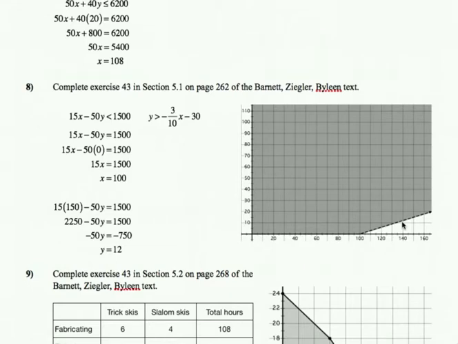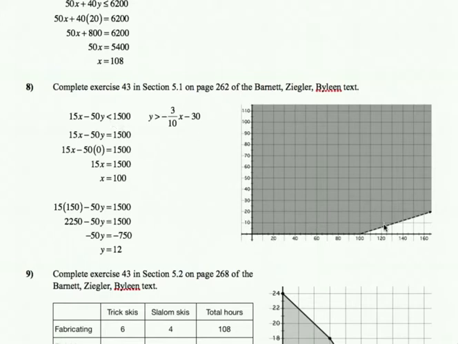We would need a second point to graph the line, and so I've chosen an x value of 150 here to substitute in for x here, and when I solve for y, that gives me a y value of 12. So at 150, this is about 12 here. Looks closer to 15, but it's really closer to 12. And so you would plot that point there, draw the straight line, and you would make it a dashed line because this is a strict inequality.